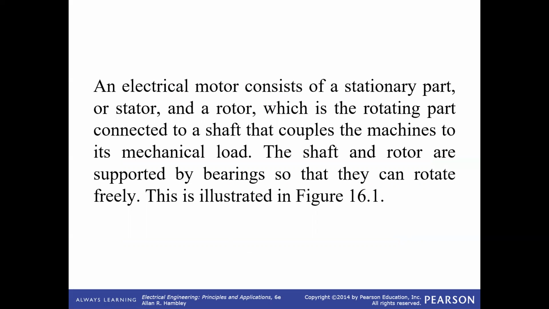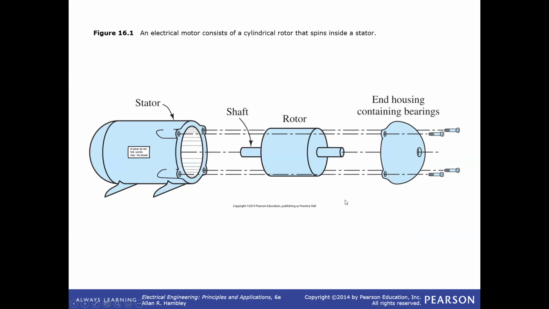So in general, an electrical motor consists of two parts: the stationary part, which we sometimes call the stator, and a rotor. The rotor is the rotating part connected to a shaft that couples the machine to its mechanical load. The shaft and rotor are supported by bearings so that they can rotate freely. This is illustrated in these figures.